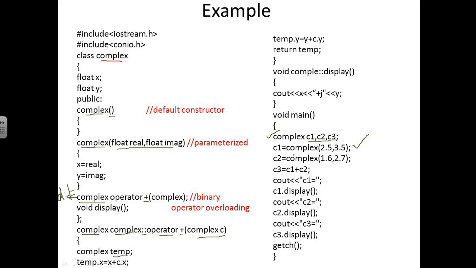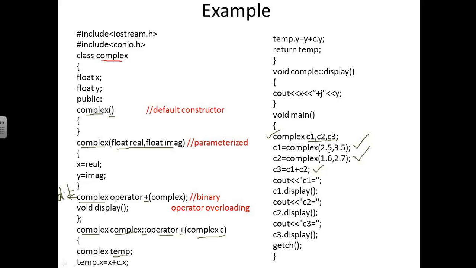We have two types of call, implicit and explicit. This syntax is for the implicit call. So C1 equals complex of this one. Then C2 equals complex of another two values. C3 equals C1 plus C2. Then in cout, C1.display. Whenever this particular line is executed, the parameterized constructor is invoked and these two values are passed. The first argument is assumed to be x, the second argument is assumed to be y. So when I call C1.display, it will display x plus jy.